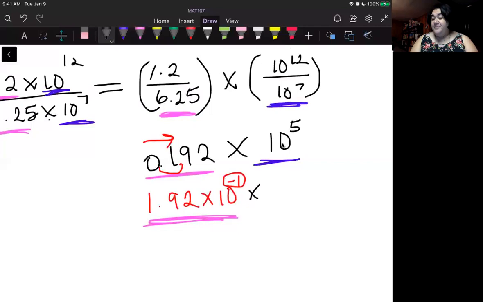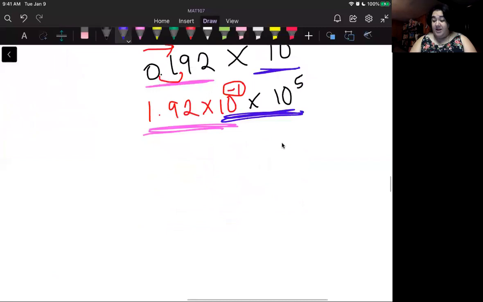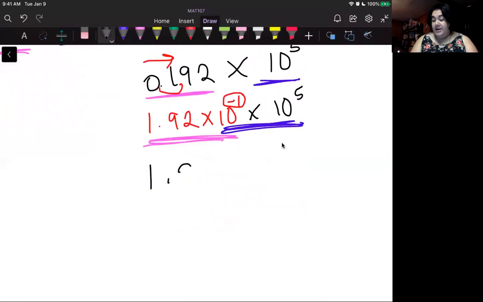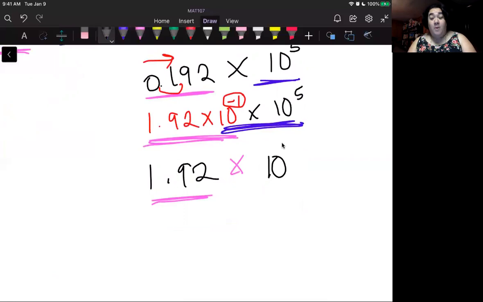But now I have two powers of 10, so I need to adjust these powers of 10 into my new power of 10. So this becomes 1.92, which is my A, times 10. And again, what was the rule? If we were multiplying the same exponents with the same base, we add their powers. So negative 1 plus 5 is a positive 4. So this is my new power of 10, and this is the whole new answer.